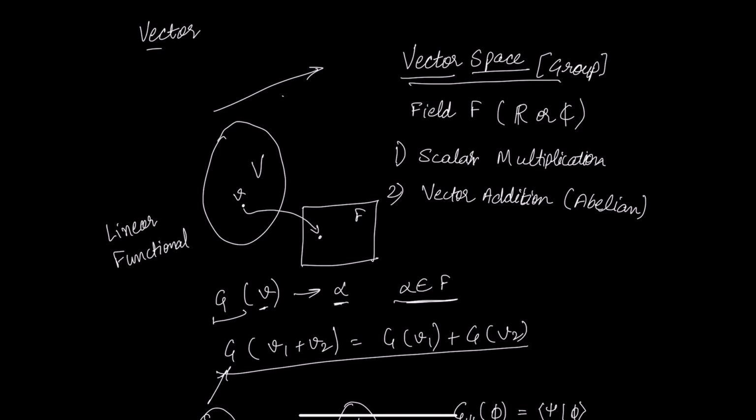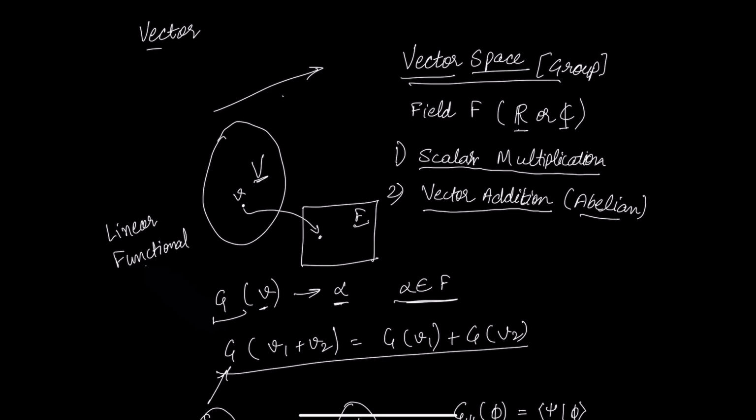Now, this field in physics we generally use a real field or a complex field, and this vector space should have two definite rules or operations which are properly defined. One is scalar multiplication, and the other is vector addition, and this vector addition is abelian. Now this vector space I denote with this circle. Let's say V is the vector space and small v is some element in this vector space. Now this is defined over a field I denote with capital F.